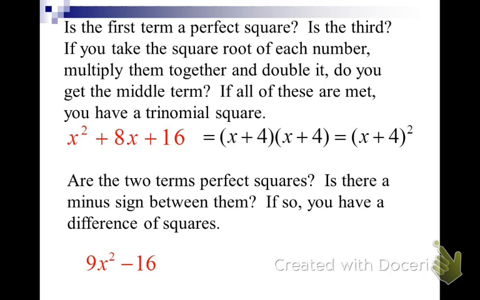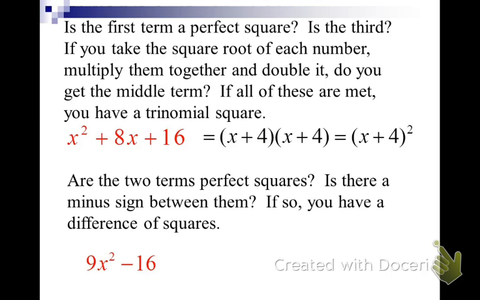Here we have another 2-term polynomial. Is there a common factor? No. Count terms, 2. Is it a difference of squares? Well, if the first term is a perfect square and the last term is a perfect square, and there's a minus sign in between, it's a difference of squares. Obviously, we can't have a plus sign in between. That'd be a sum of squares, and a sum of squares won't factor.